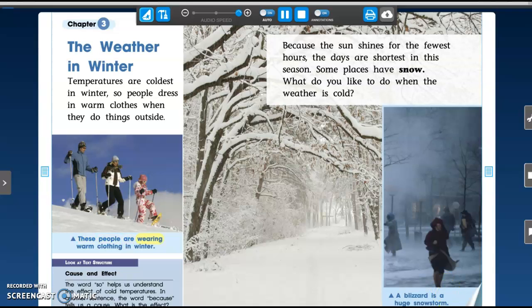These people are wearing warm clothing in winter. A blizzard is a huge snowstorm. Look at text structure. Cause and effect. The word so helps us understand the effect of cold temperatures. In another sentence, the word because tells us a cause. What is the effect?